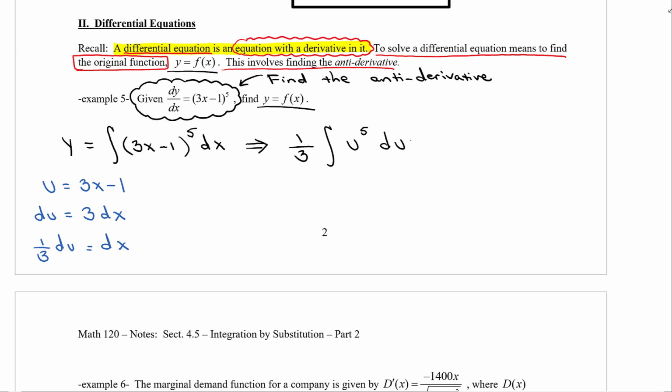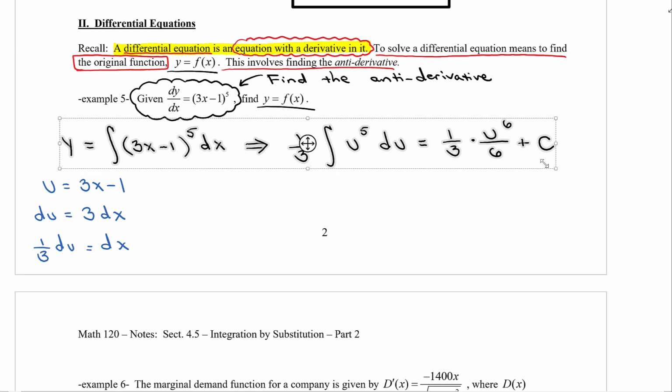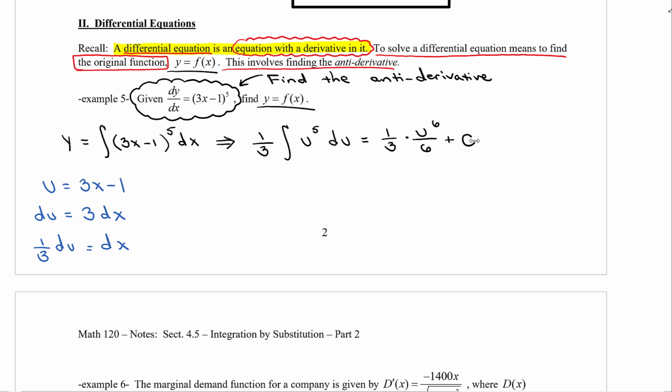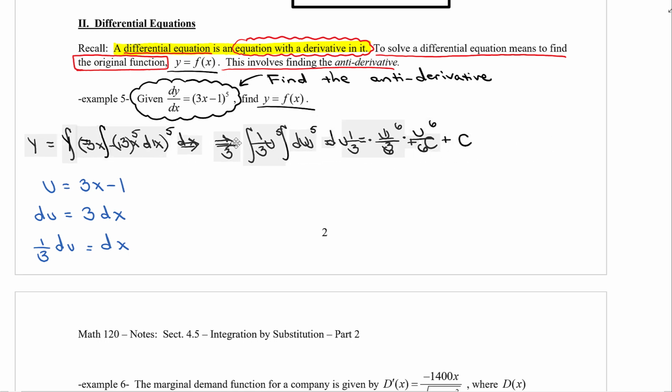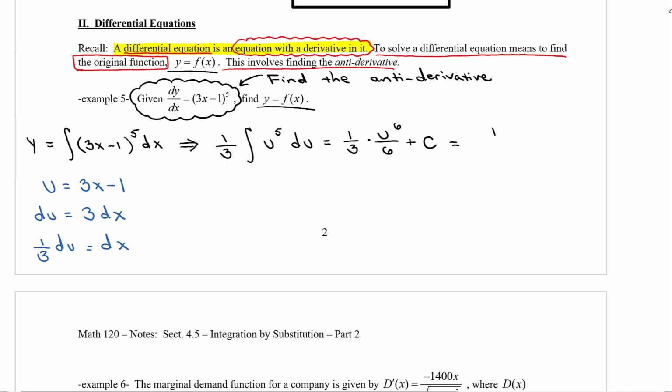If we integrate this, we're going to end up with 1/3 times u raised to the 6 all over 6 plus c. First, I'm going to make my work here a little bit smaller and move it more to the left so I have more space. So we would have this equals 1/18 times u to the 6th plus c. Now we can substitute for u. So this is going to be 1/18 times, open up a set of parentheses, 3x minus 1, close the parentheses, raised to the 6th power plus c.